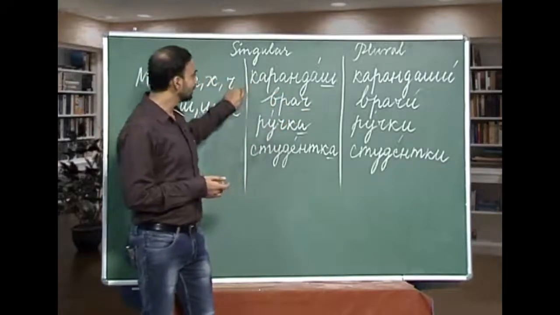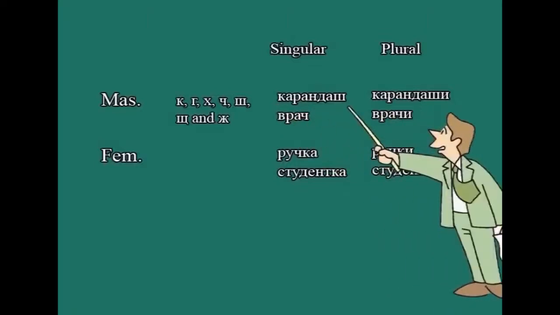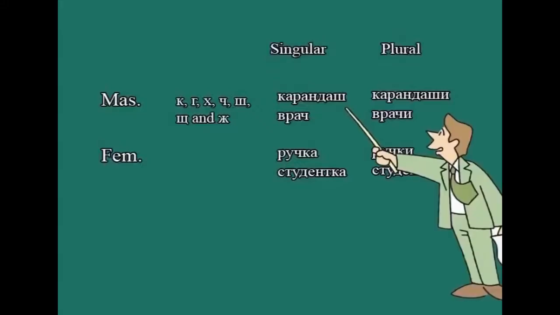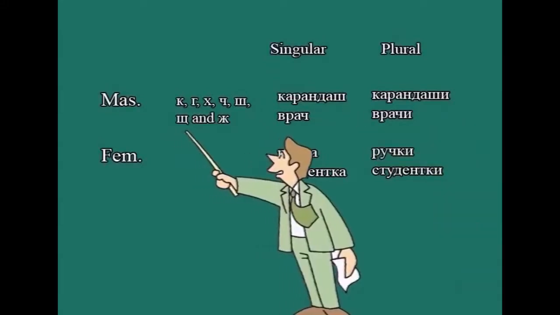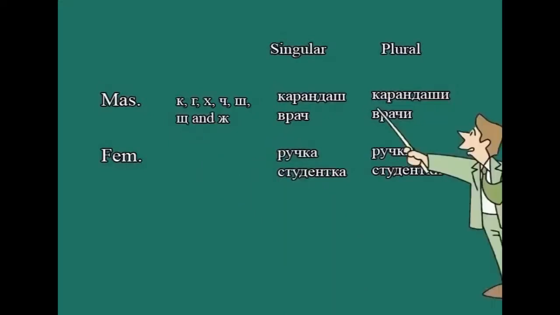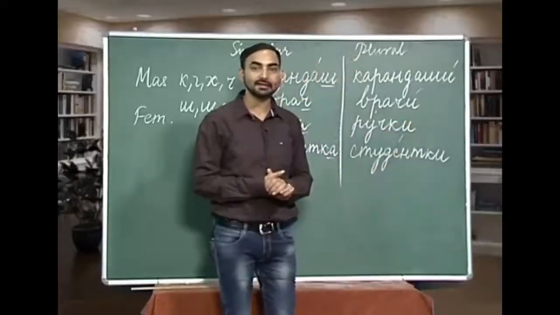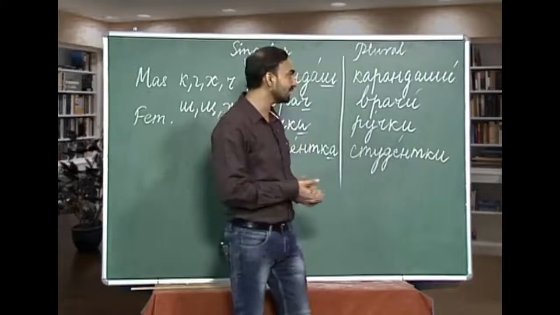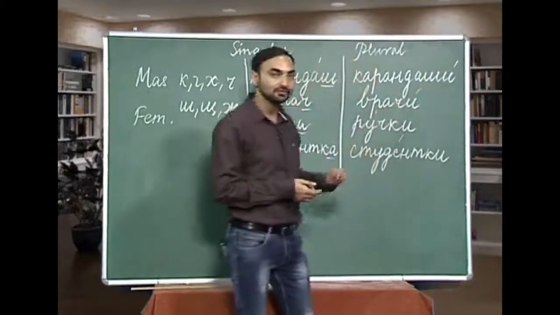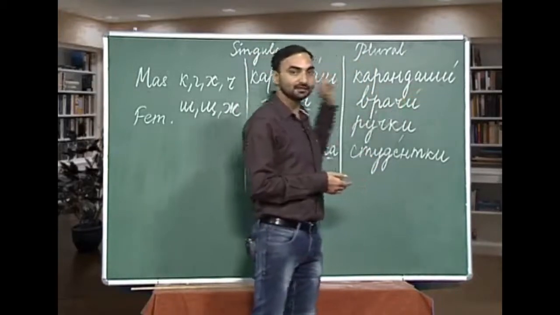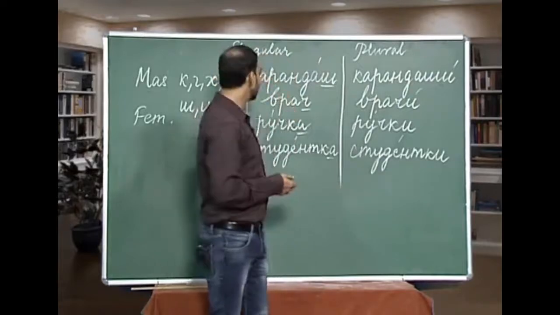For example, the first masculine noun I have written here is karandash, pencil. As you can see here, this karandash has sh at the end, which is one of the 7 consonants. So, how will you make plural of karandash? Karandashi. So, here is a slight deviation of the rule. We are not using I as discussed earlier, we are using E, soft E. So, you have to keep this rule in mind. After these 7 consonants, we never use I.